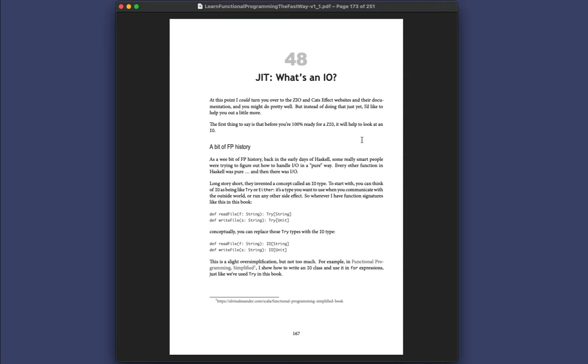But instead of doing that just yet, I want to help you out a little bit more. And the first thing I want to say is that before you're 100% ready for a Zio, it'll help to look at an IO. And in this paragraph here, I have a bit of a mistake. I note that in the earlier days of Haskell, some really smart people were trying to figure out how to handle I/O in a pure way, and indeed they were.